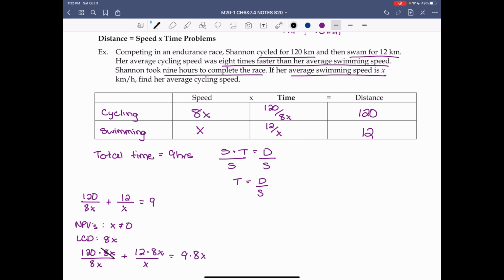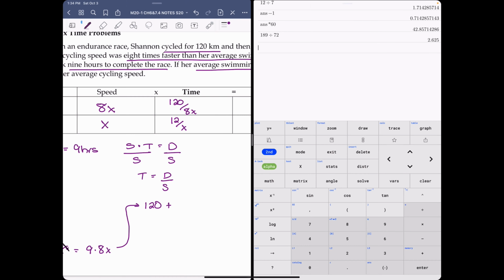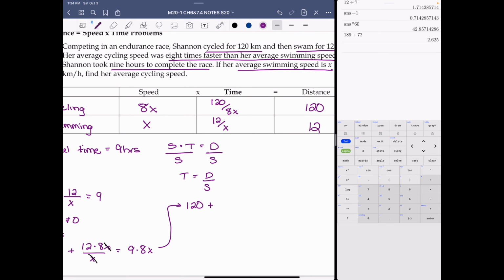In the first fraction, 8x divides with 8x. In the second fraction, x divides with x. We're left with 120 plus 12 times 8 is 96. 9 times 8 is 72x. 120 plus 96, 216 equals 72x. Divide 216 by 72, we get 3.